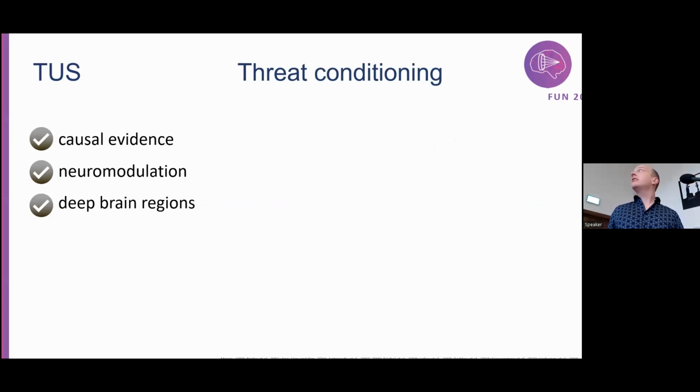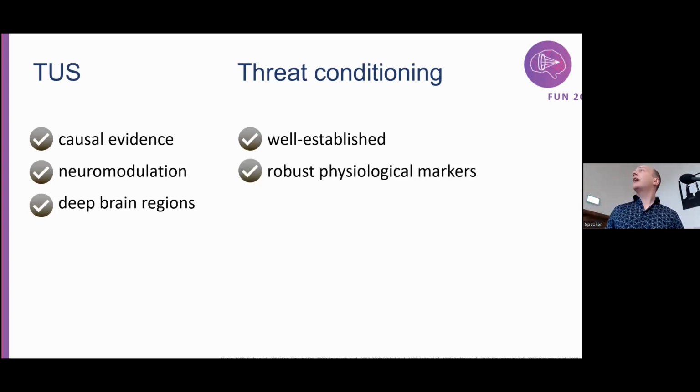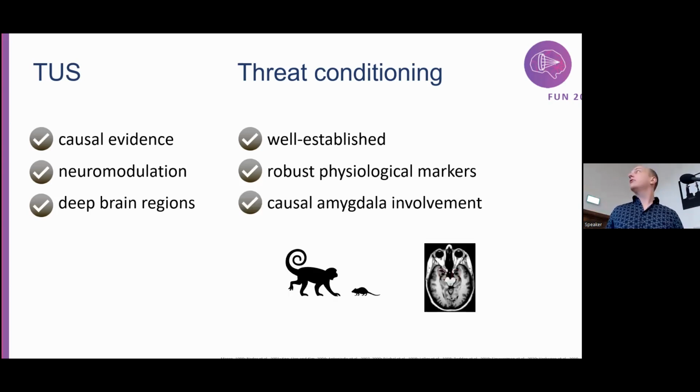well-established threat conditioning paradigm, or fear conditioning as some people might know it, in which humans or animals learn to associate, for example, a visual cue with an aversive stimulus such as a shock. It's nice because it has quite robust physiological markers. And with neuromodulation approaches, we know there's quite some variation in effect, so we need really robust outcome measures.